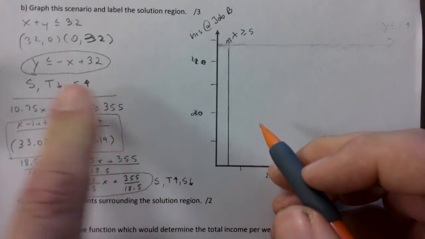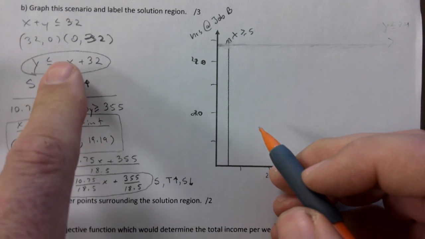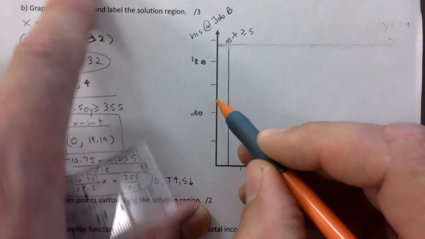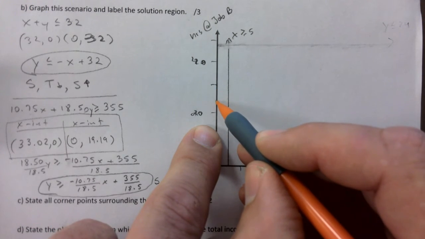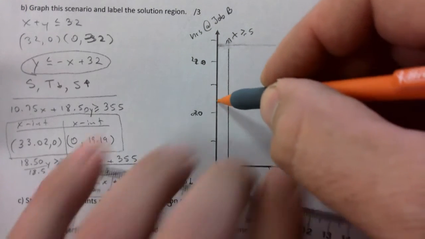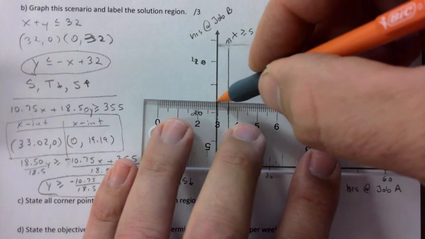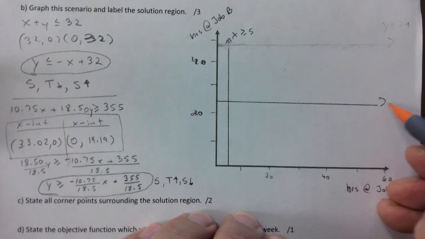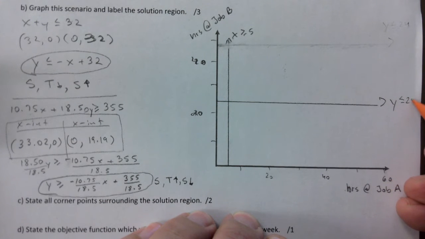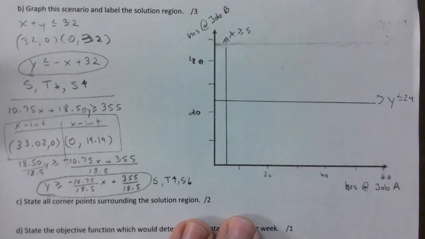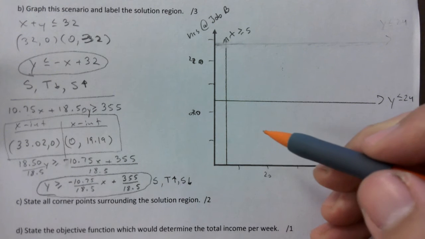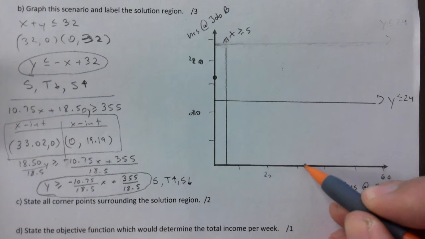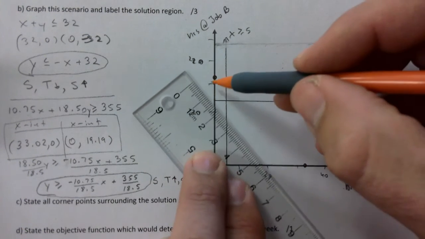Okay. So 24 is going, this is 30, so 25, 24 is right about there. That's more like it. Okay. And then you have the 32, 32, and 32. That's your diagonal.